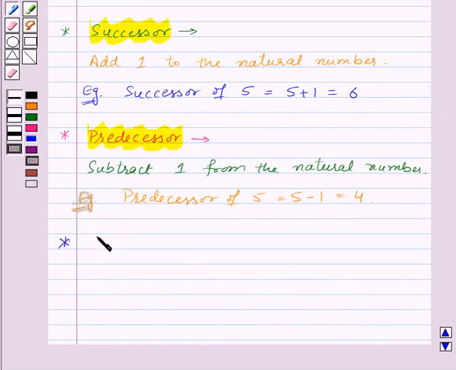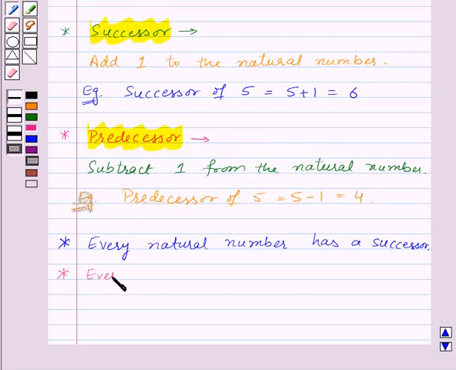Now, we can say that every natural number has a successor. And every natural number except 1 has a predecessor.